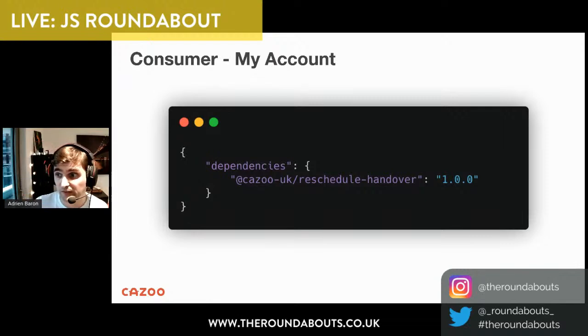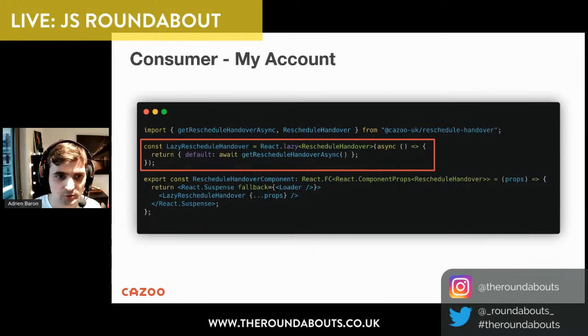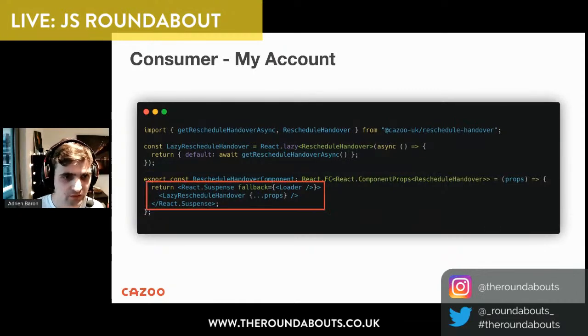From the consumer perspective, my account, this is just like, as we said earlier, they basically just have to add these npm dependencies. And then they have a React Lazy call that just calls getRescheduleHandoverAsync, which is provided by that bundle. And they take the resulting lazy component and put it in the Suspense boundary.